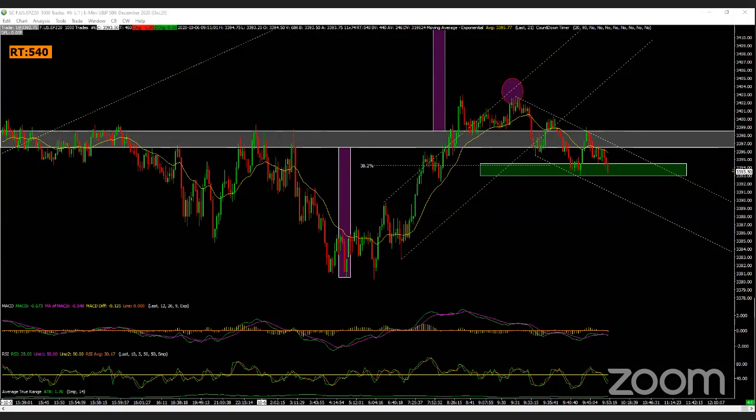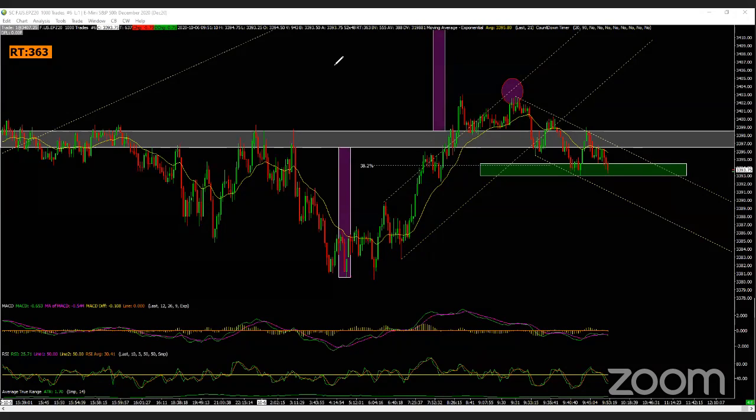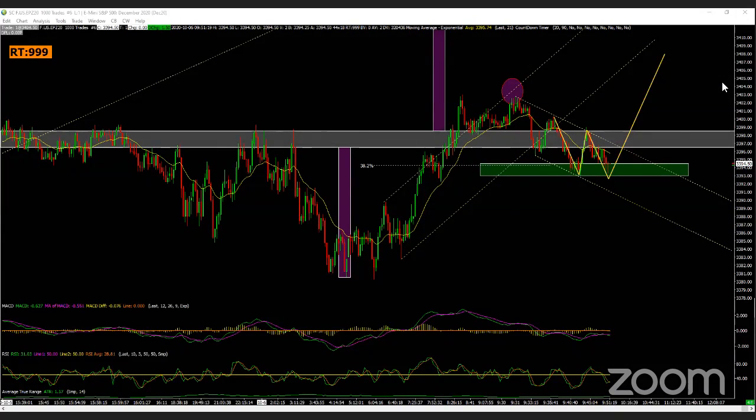So maybe we can look right now at this latest move as a 1 and 2 try again, right? This right here could be a 1 try, 2 try, and then back up. That would be nice.